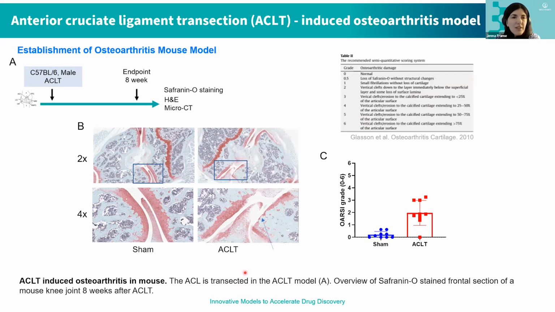So histologic examination of the femurs is shown here, with a reduction in the safranin O positive articular cartilage in these mice compared to the sham counterparts. Quantitation of the histopathology using the Osteoarthritis Research Society International, or OARSI, classification system, which you can see is denoted in this chart here, suggests that these mice do have OA-like disease.